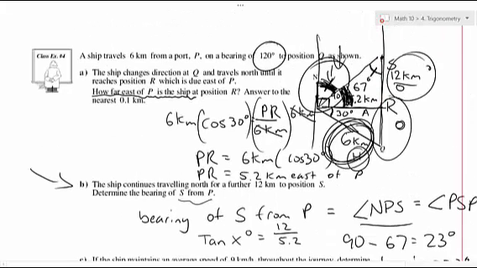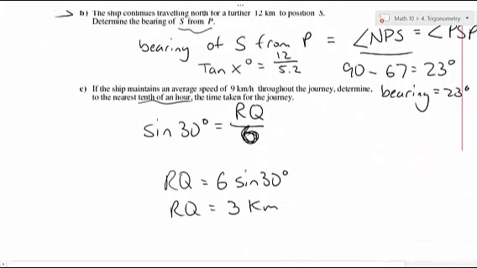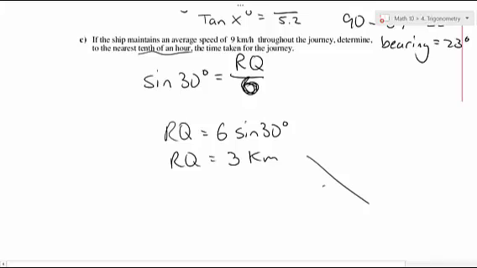So now we have 3 kilometers. It's getting kind of messy, so I'm going to rewrite this. It goes 6 kilometers, then 3 kilometers, and then another 12 kilometers. So we add these all up. 6 plus 3 is 9, plus 12 is 21 kilometers. So they've gone 21 kilometers.